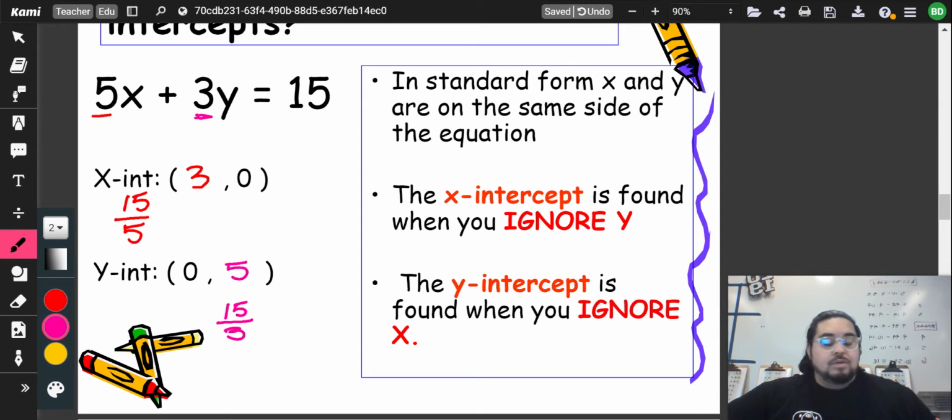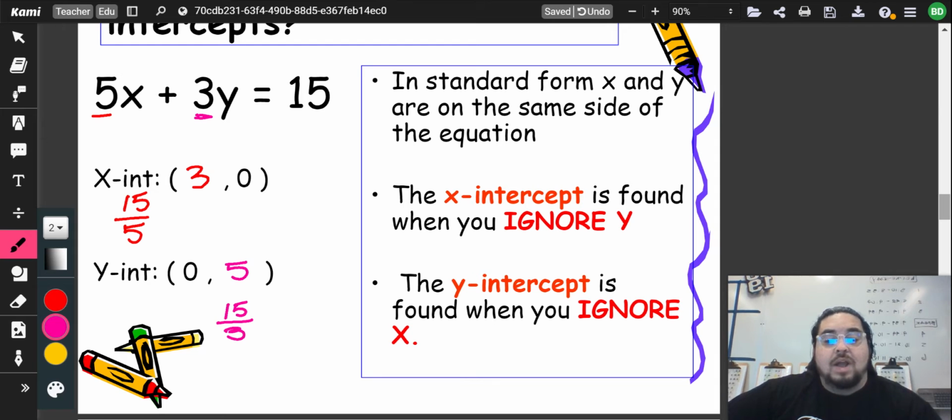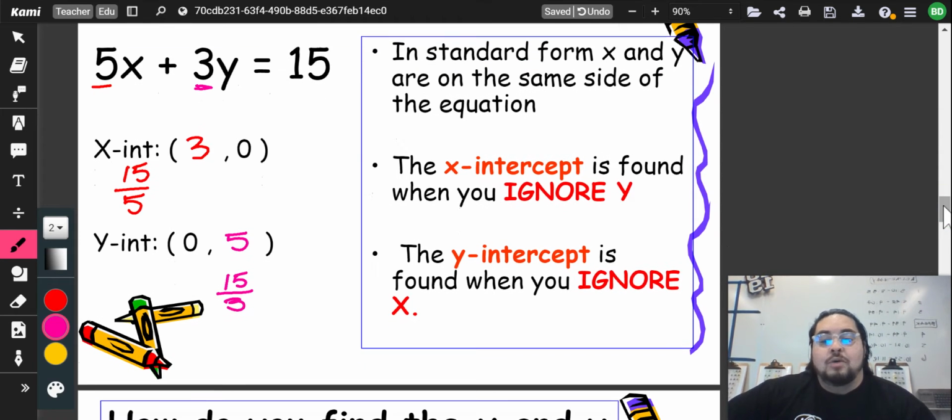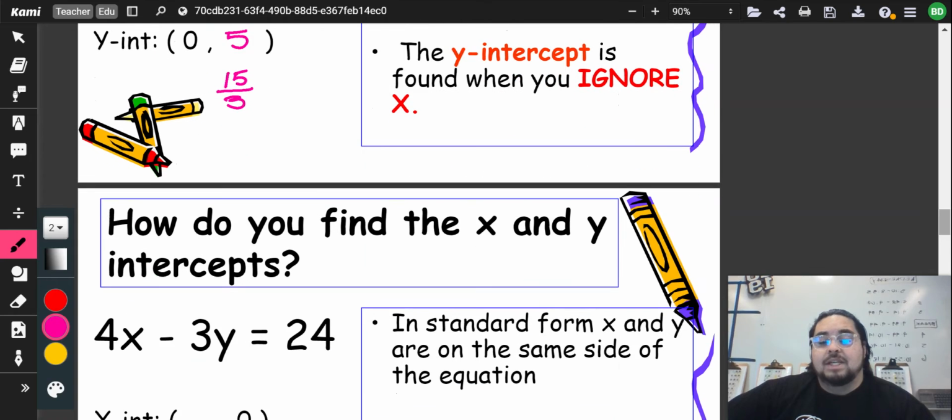So the first thing we're going to do is just practice finding x and y-intercepts. We're not going to do any graphing yet. So finding x and y-intercepts, not difficult at all. Again, you ignore one of the values, and then you divide the value on the right side by what's left over. Okay, another example of this.